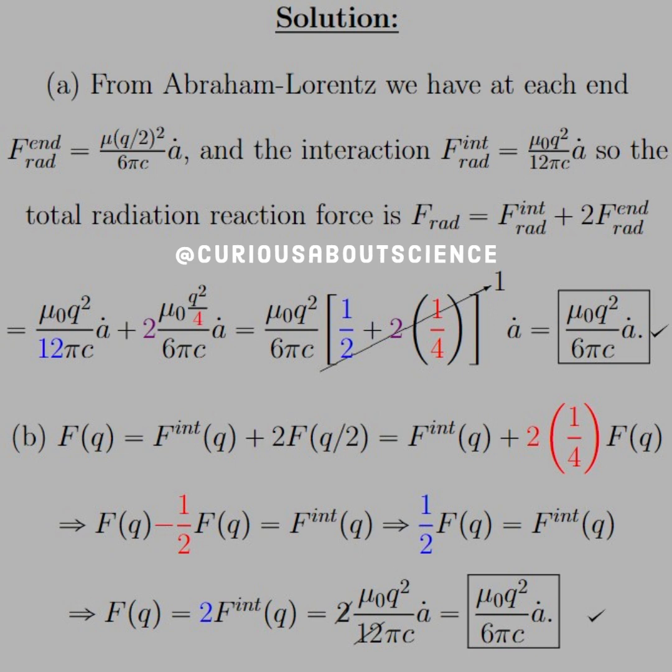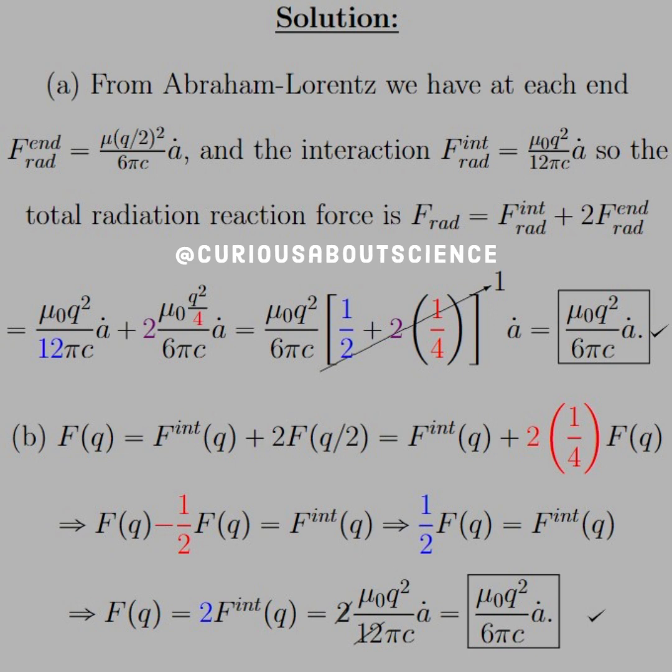Anyways, so for part A, find the radiation reaction from the Larmor formula. We find at each end, F end radiation is equal to mu naught (Q divided by 2) squared over 6 pi c times a dot. And the interaction, F interaction of the radiation, is mu naught Q squared over 12 pi c times a dot. So, we have a 12 in the denominator versus 6.